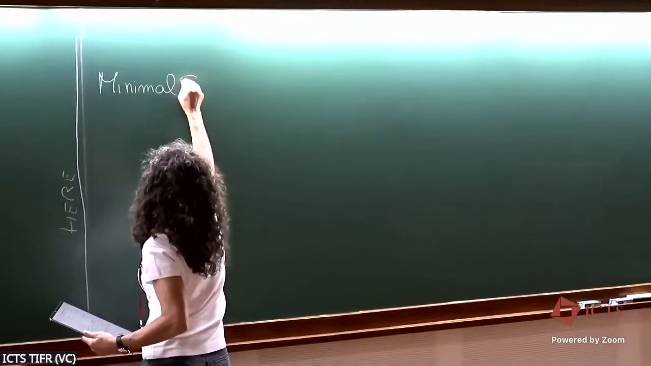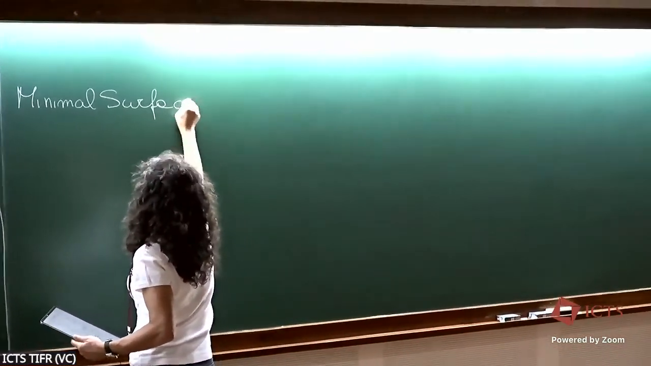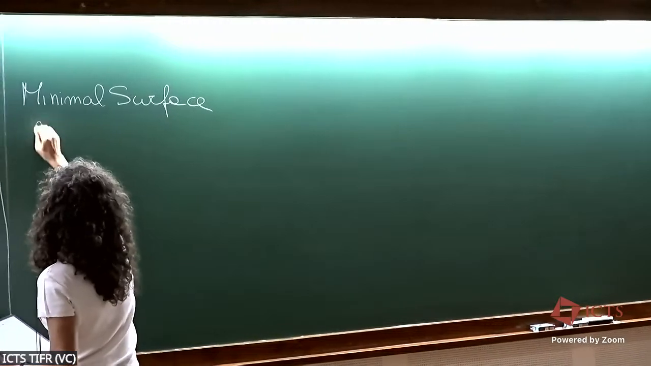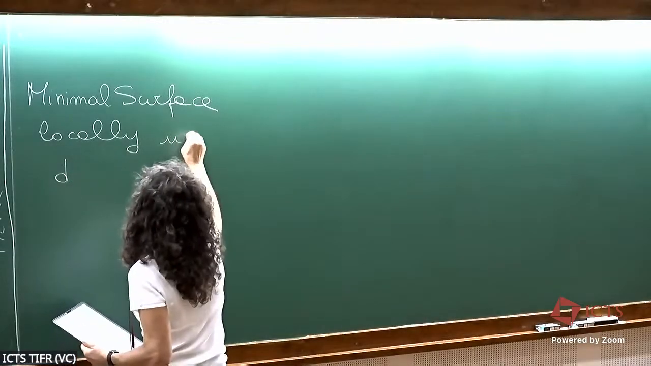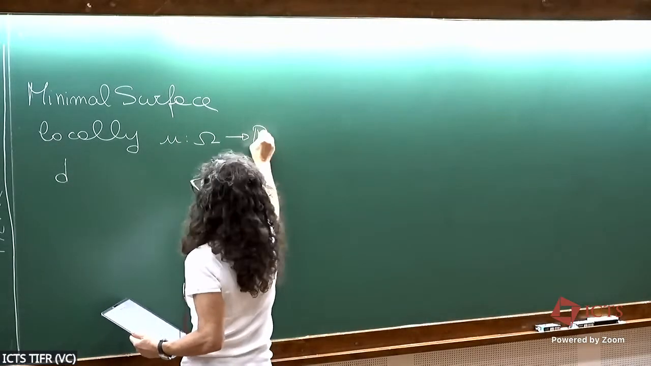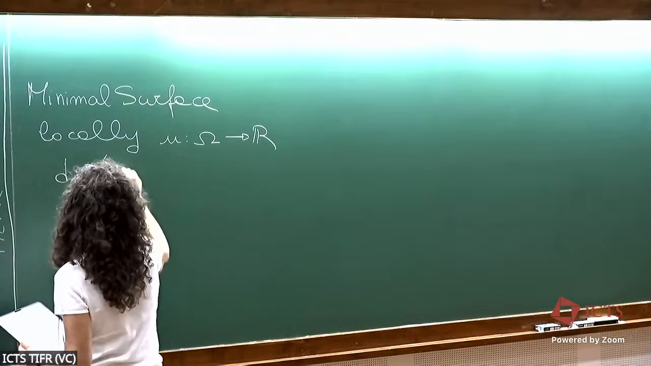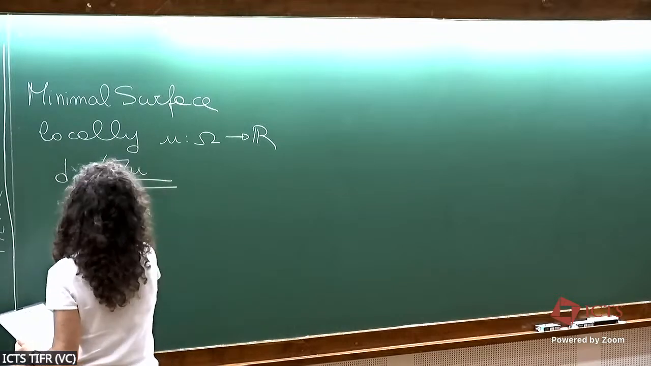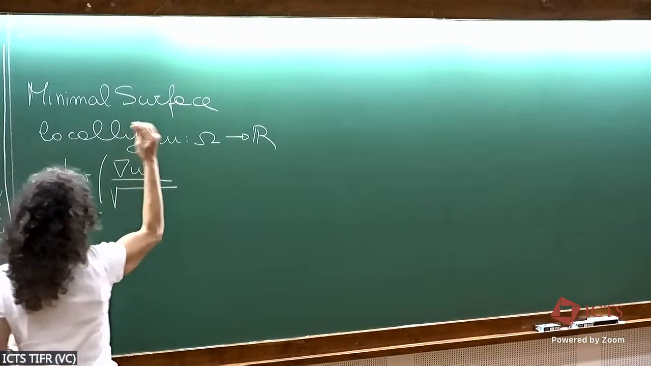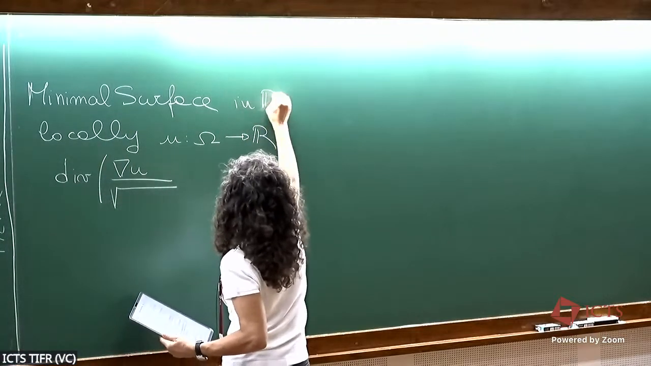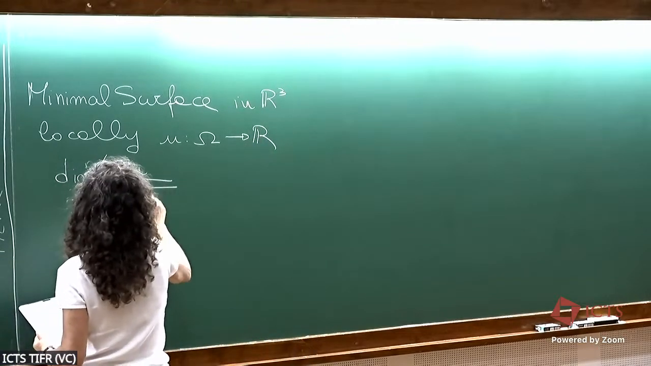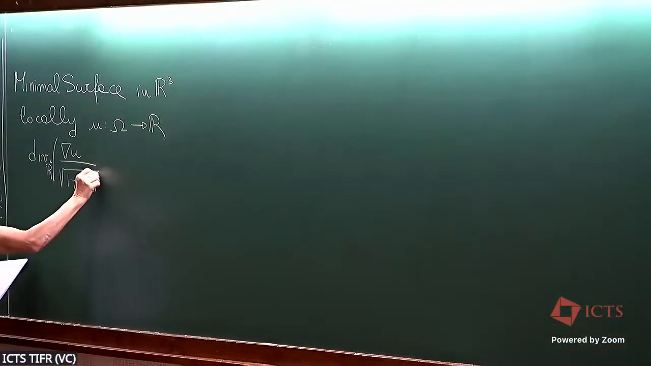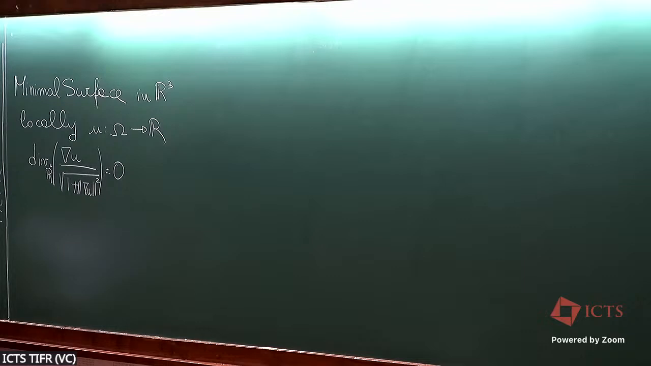A minimal surface locally can be seen as the graph of a function over a domain that satisfies this equation. The divergence, let's say if it is a minimal surface, for the moment in R3, really a simple one. So this is the divergence in R2, and this is the gradient in R2. Everything is in R2, equal to 0. This is the minimal surface equation, the general one.